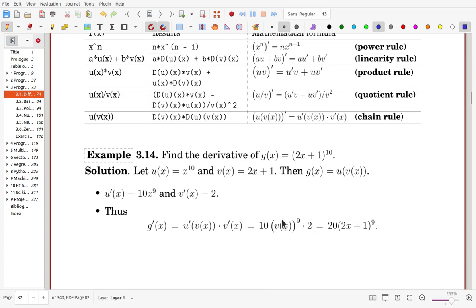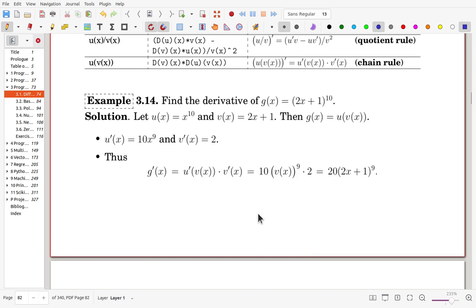Now this one is here 2x plus 1, and we multiply this 2, and that will be 20, and v of x is the same as 2x plus 1, so that we reach this term. So that's the final answer.